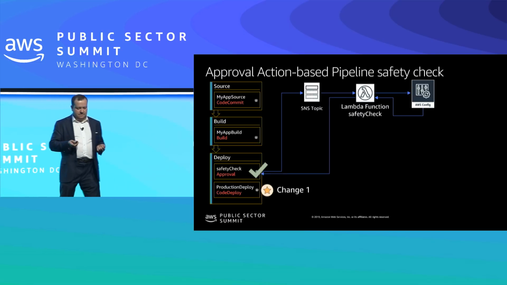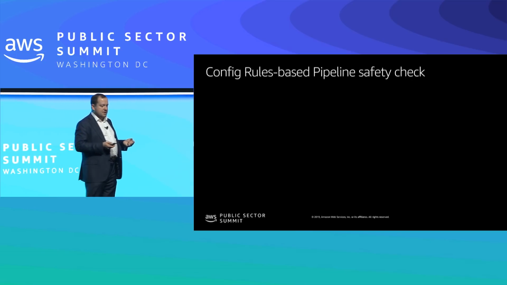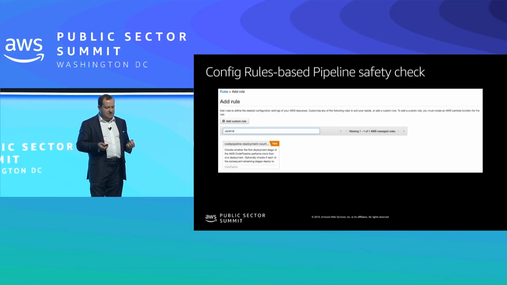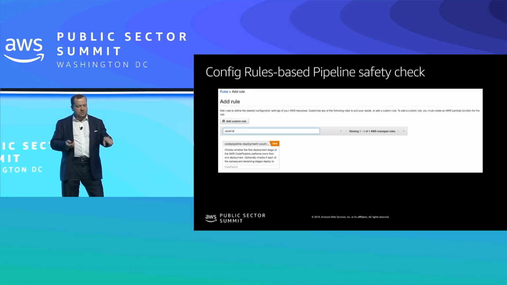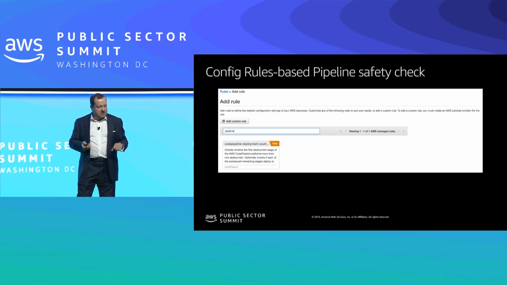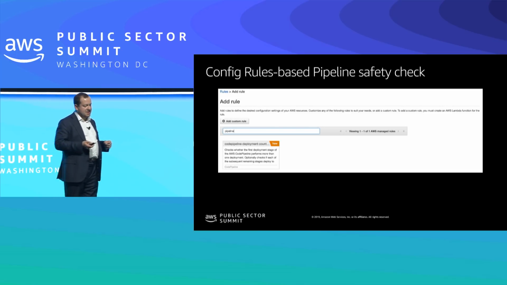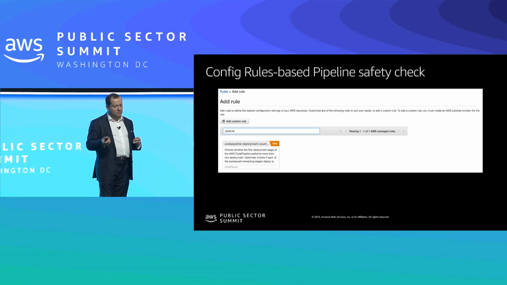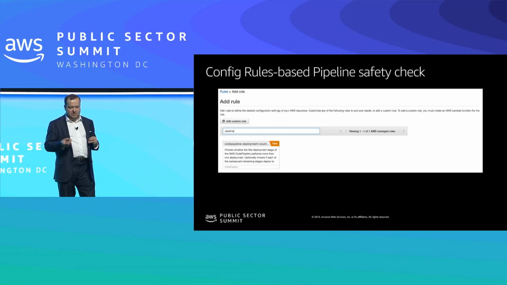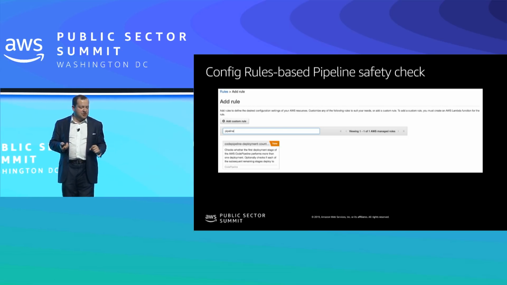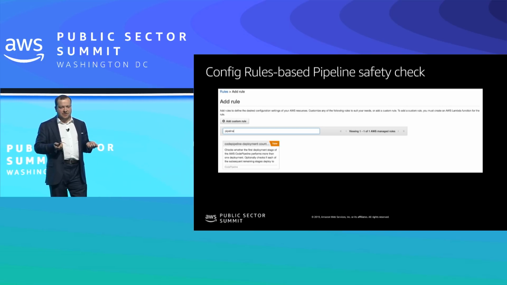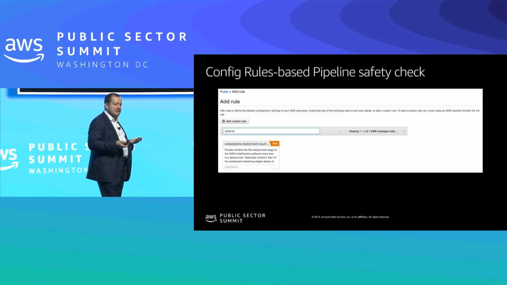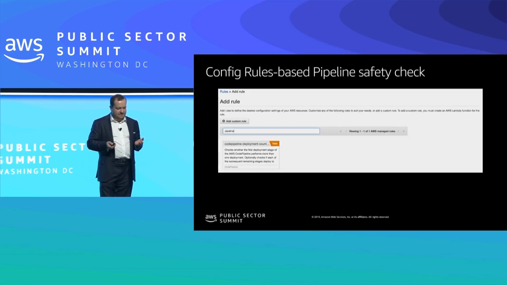So let me go here. The way you do this is, we've got config rules, and config rules has built-in checks for pipelines. For example, there's a built-in check that checks that the first deployment stage of CodePipeline performs more than one deployment, so you're deploying to more than one host. That's a built-in check. You can also write your own custom config rules based on whatever your compliance requirements are for your pipeline.